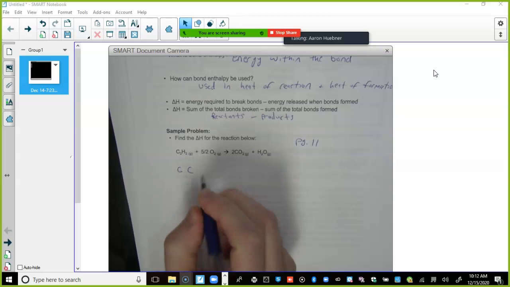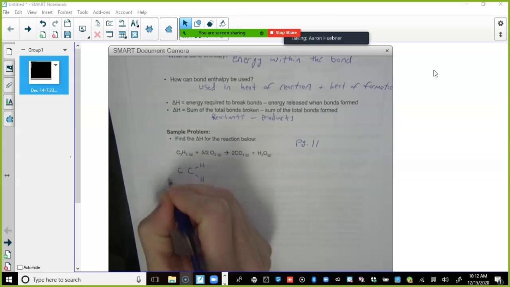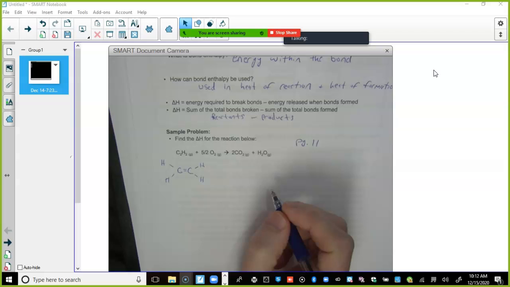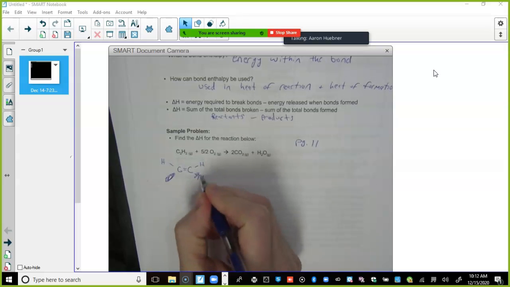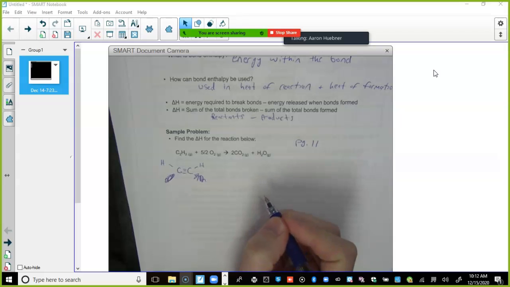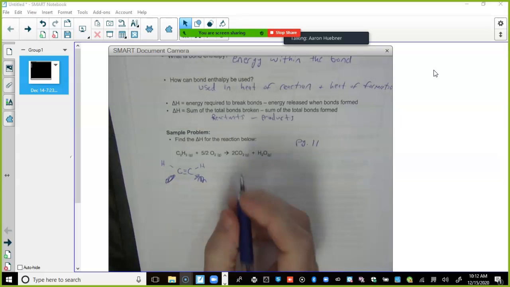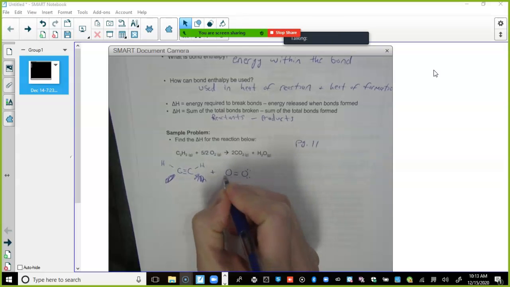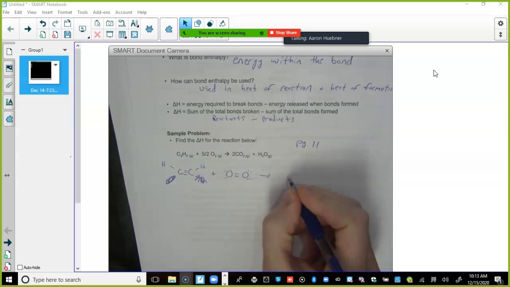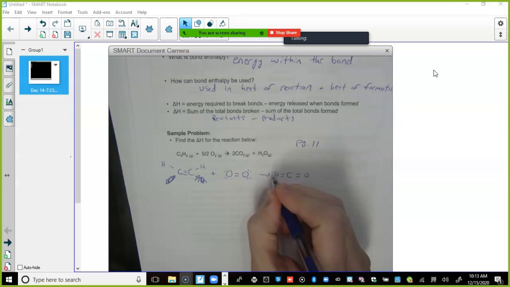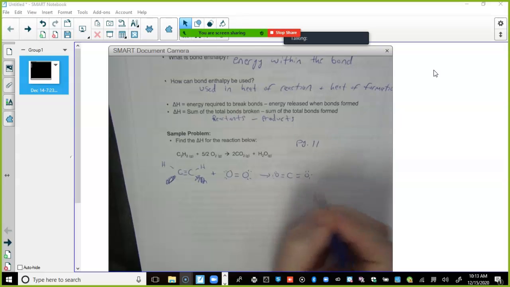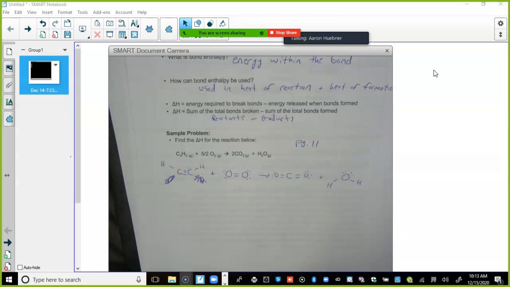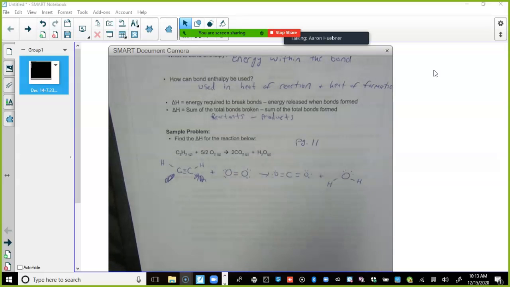So C, we got something like this. So that's a triple bond, right? Alright. And then O2 reacts to form CO2 plus H2O. And you don't have to write all that out. This is just to help you visualize it. You can visualize in your head, that's fine.